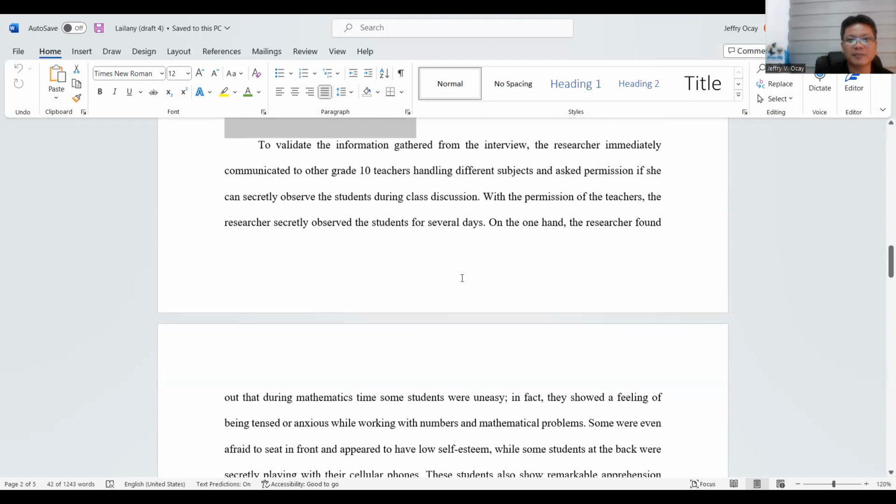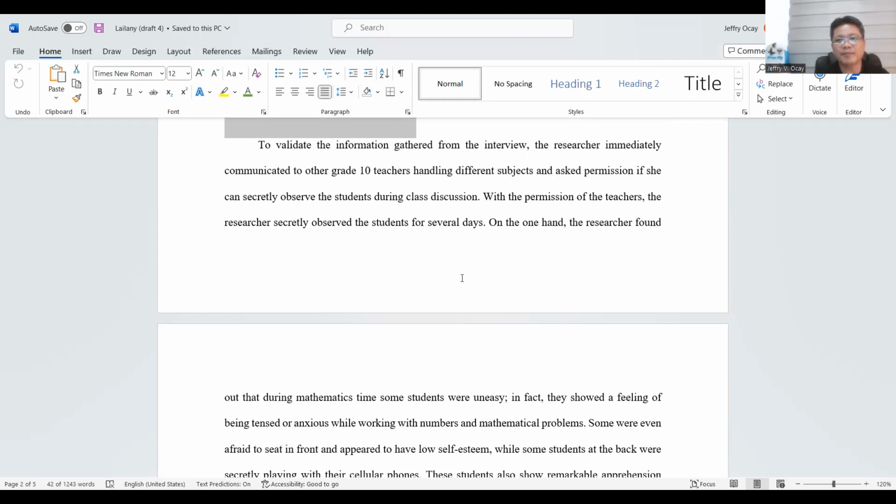And that is why the next paragraph reads, to validate the information gathered from the interview, you see, we conducted the initial interview, the researcher immediately communicated to other grade 10 teachers handling different subjects and asked permission if she can secretly observe the students during class discussion. So there is the interview and class observation. With the permission of the teachers, the researcher secretly observed the students for several days.